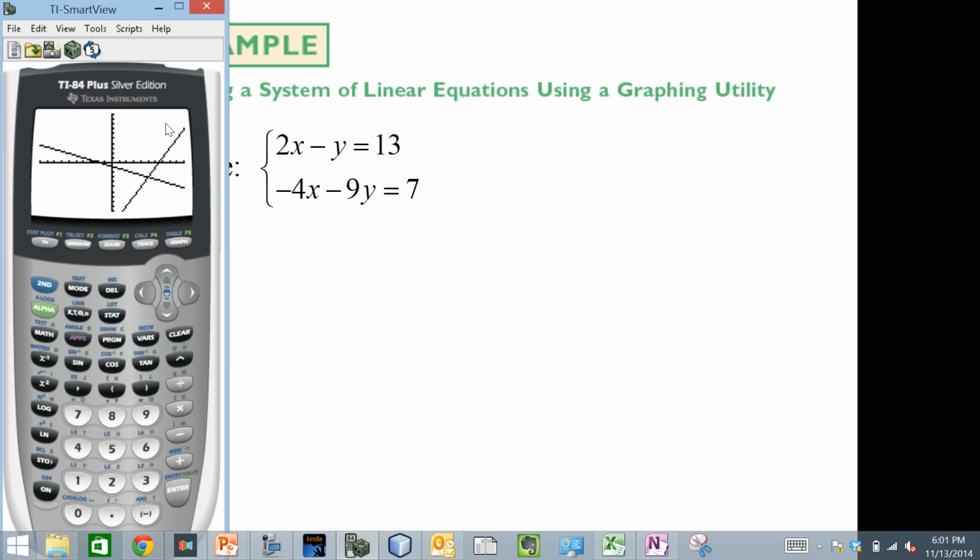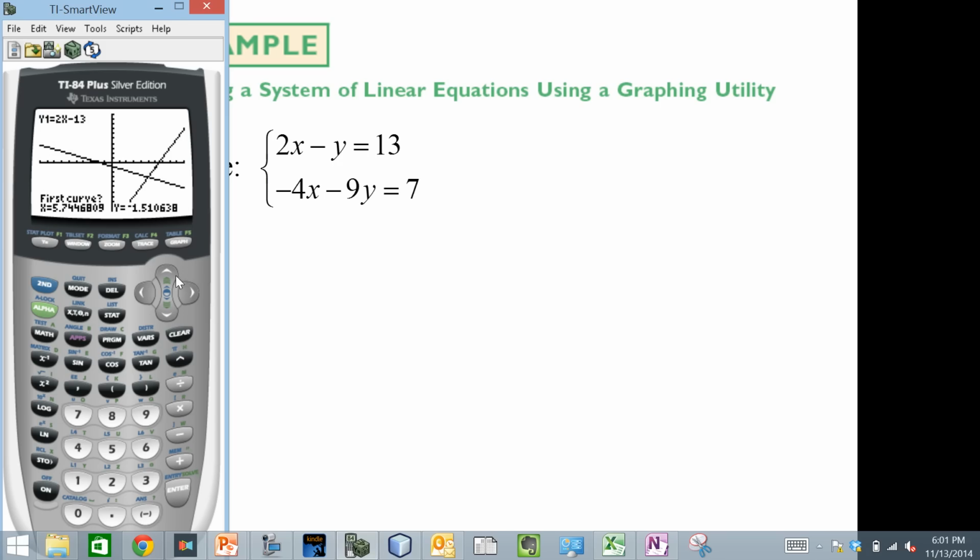I go to graph them, and they're crossing here. So this is going to be consistent. All right, it's independent. There's one solution. What is it? Let's let the calculator calculate it for us. So we hit second, trace. There's our calculate. We're going to find the intersection. So number 5. All right, first curve.